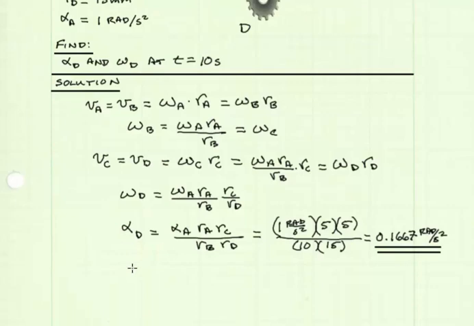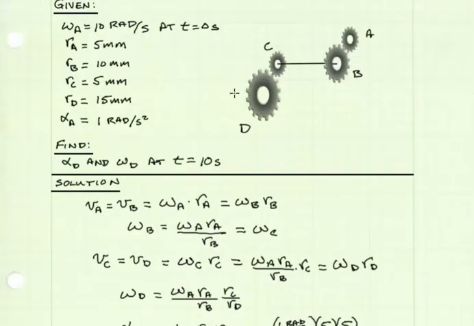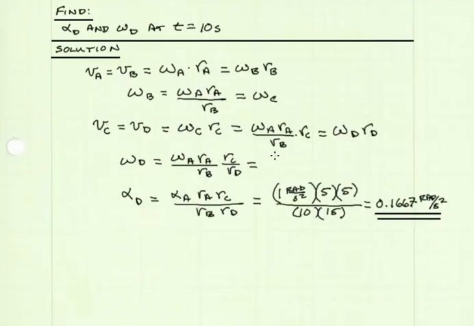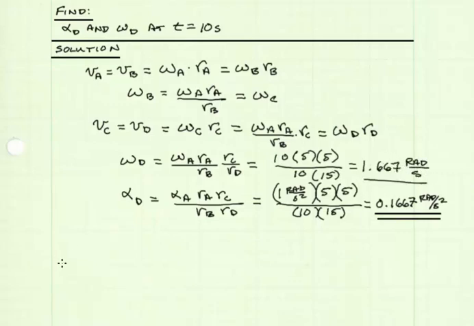Now, knowing the acceleration at D, we next need to find what the initial angular velocity of D is. Well, our angular velocity at A was 10 radians per second at a time of 0 seconds. So the angular velocity at D is equal to 10 times 5 times 5 divided by 10 times 15, which gives us 1.667 radians per second.